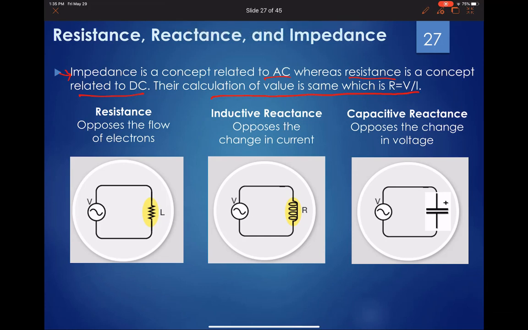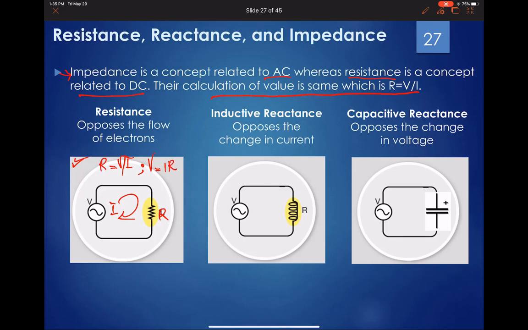If you look at this graphic right here, we have a series circuit where this is going to be R because it's a resistance. Say you have some current flowing in the circuit. The resistance of this circuit is given by this equation, R equals V over I, and of course V equals I times R.